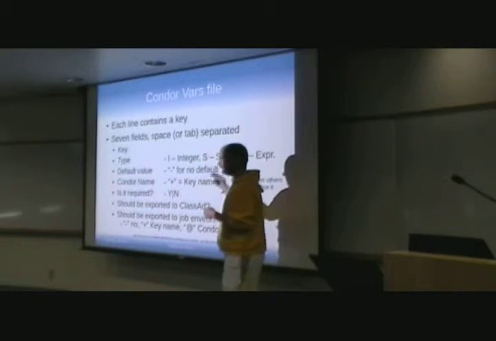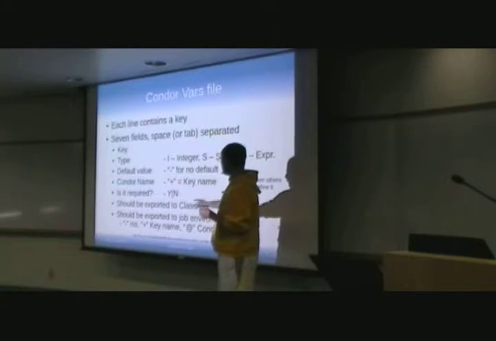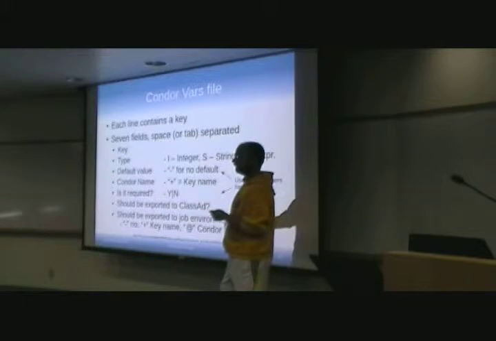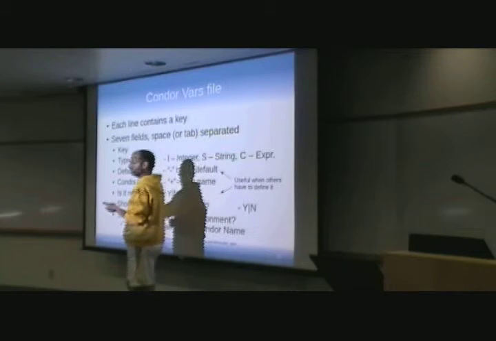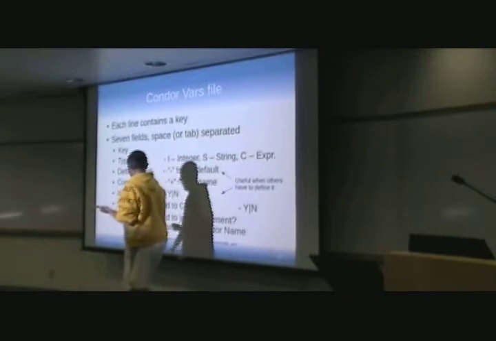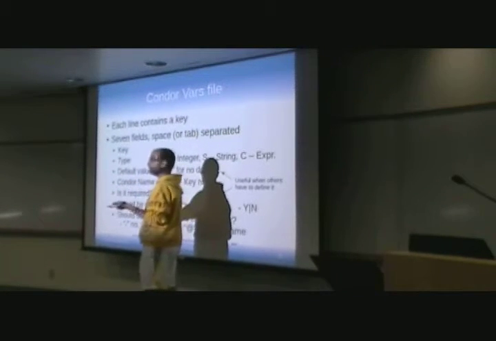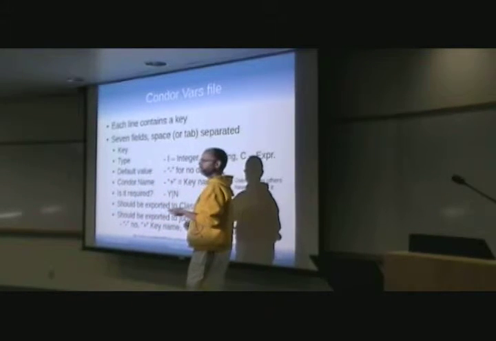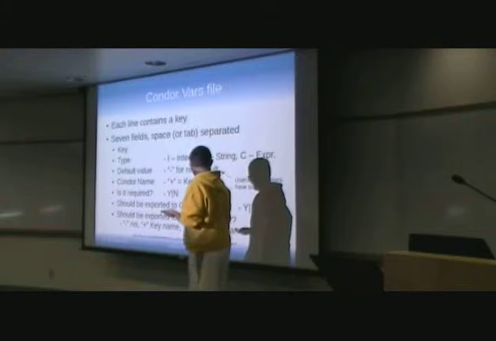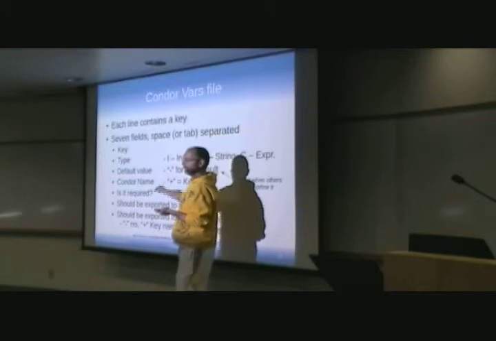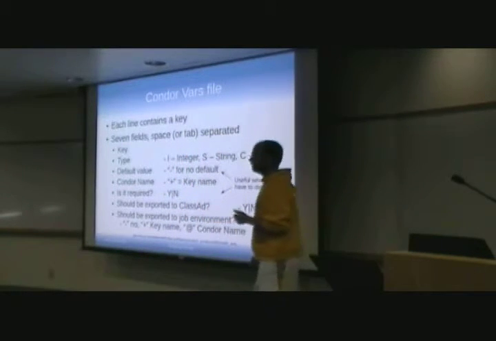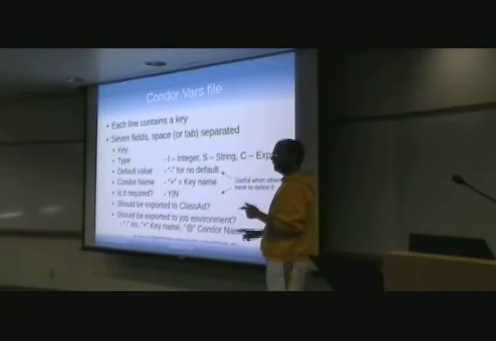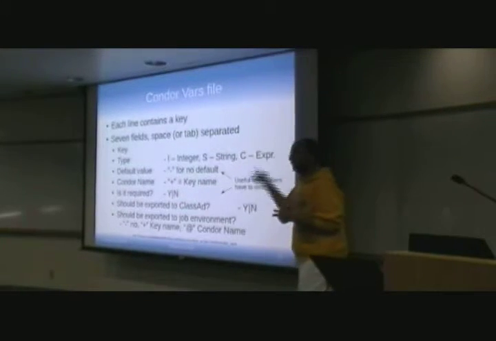And the last value is, should it be exported to the job environment? And you have actually three options here. If you put a minus, it's no, it will not be exported. If you do a plus, it will be exported with the key name. If you do what is called ampersand, it will use the condor name, since the two can be different. And there's no way to have yet a third name. You have to choose one of the two.